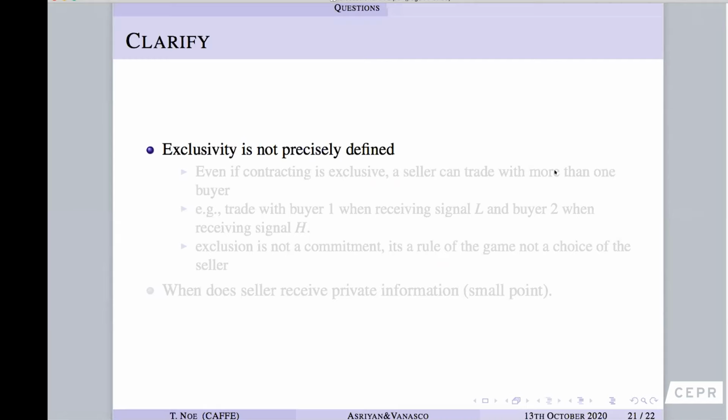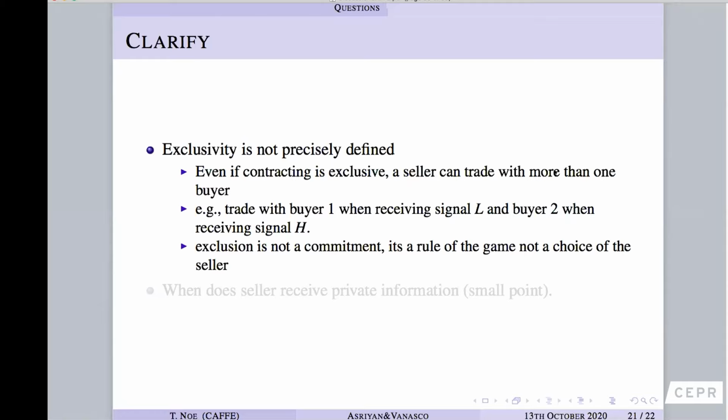Exclusivity is defined in a weird way in terms of commitment. But actually, even if contract seeking is exclusive, you can contract with more than one buyer. That is, you trade with buyer one when the signal's L, and you trade with buyer two when the signal's H. And it's not a commitment, because you can't make a commitment conditioned on a signal, because that would be unenforceable. So if I tell Victoria that I have two types, G, which is generous, and S, which is stingy, and I commit that whenever I'm a G type, I wake up in the morning and find out which type I am, that I will give her all the money in my bank account, and I keep not doing it, I could always say, well, Gloria, I keep drawing the S type.